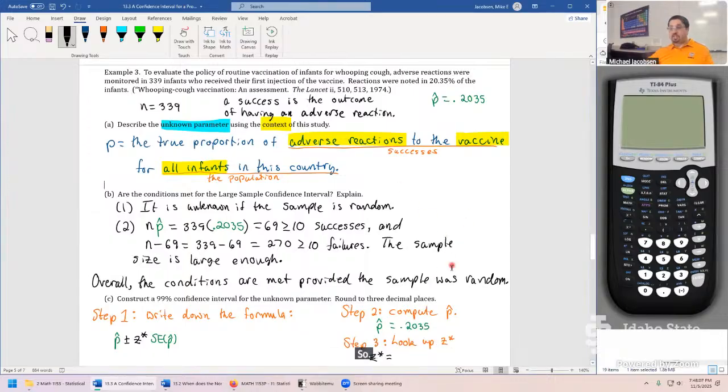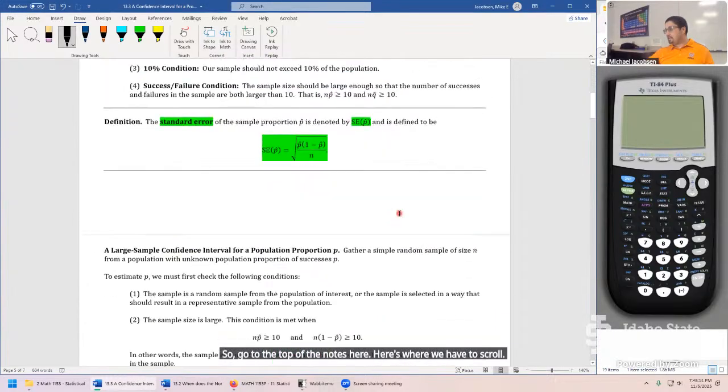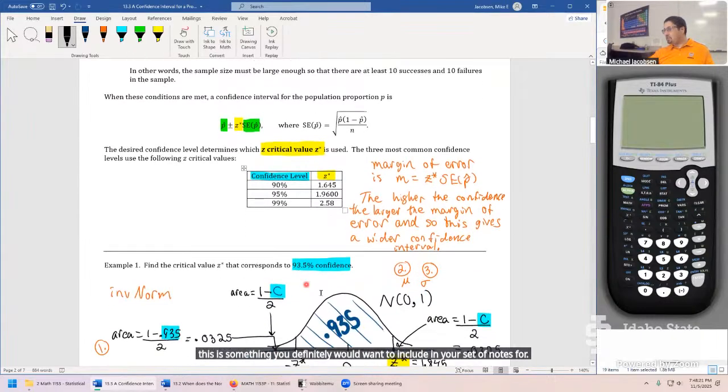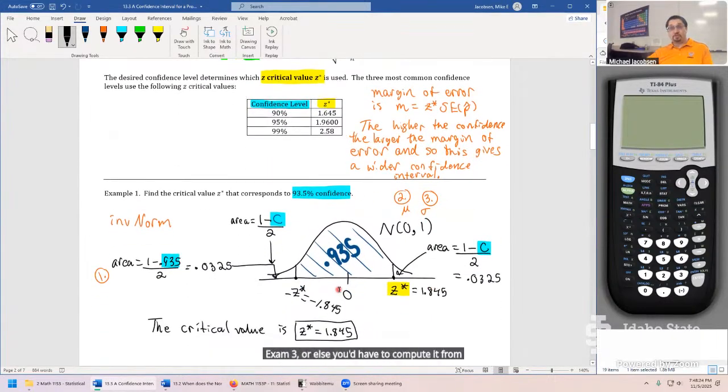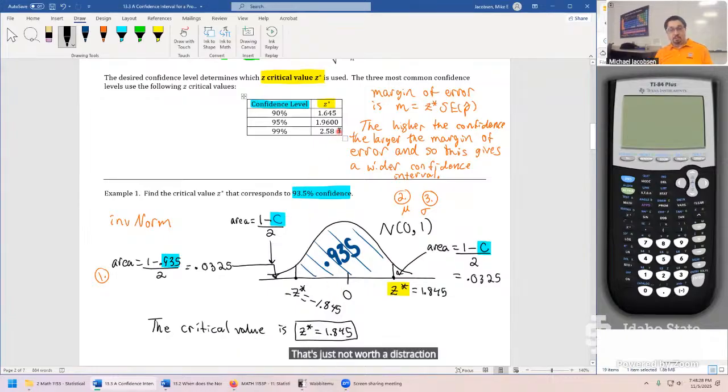So go to the top of the notes here. Here's where we have to scroll. Not the complete top, but here's what we need. Here's that table. This is something you definitely would want to include in your set of notes for exam 3, or else you'd have to compute it from scratch. It's an inverse norm problem. That's just not worth the distraction. So be ready to go with that table.